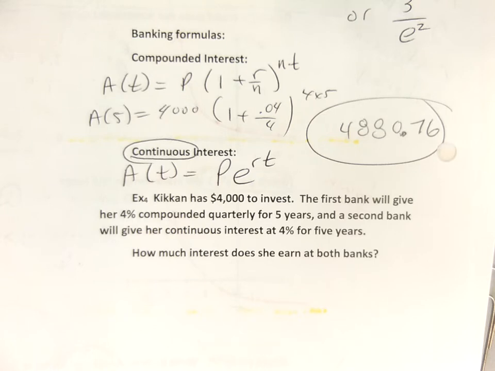Okay, ready? 4,000 goes there, right? So we're going to put 4,000 there. I'll calculate the interest. E is my number in my calculator, right? R is 0.04. And t in this case is going to be 5 years.